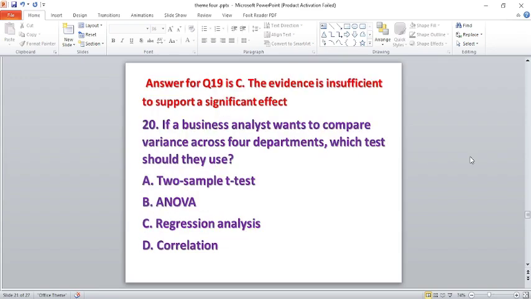Question number 20. If a business analyst wants to compare variance across 4 departments, which test should they use? A. Two-sample t-test. B. ANOVA. C. Regression analysis. D. Correlation. The answer for this question is B. ANOVA.